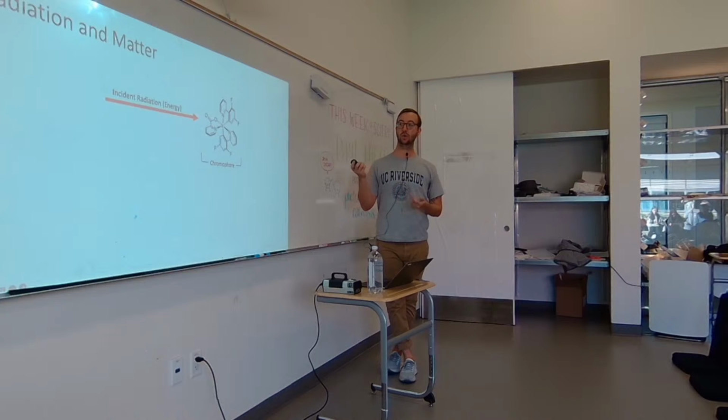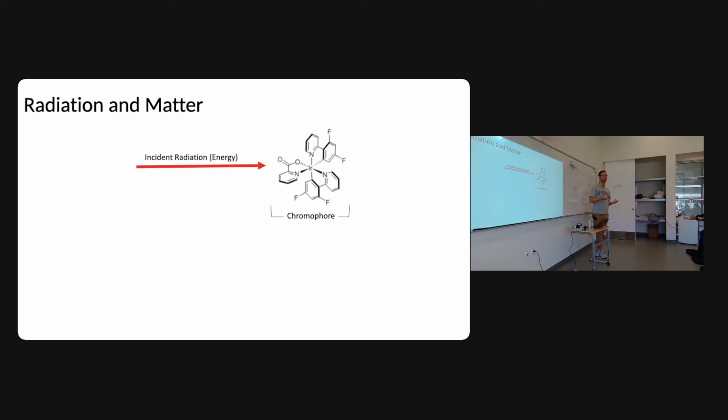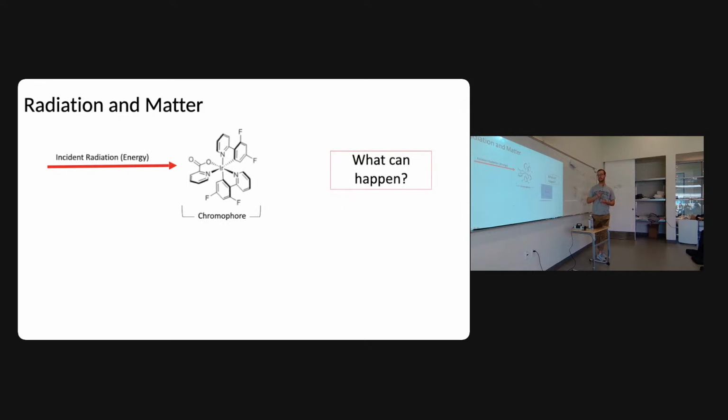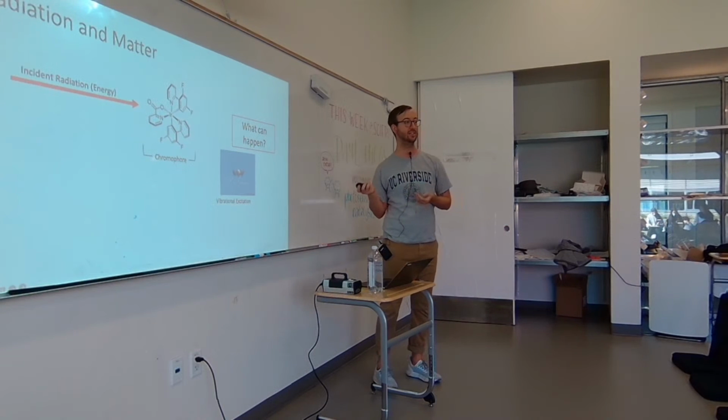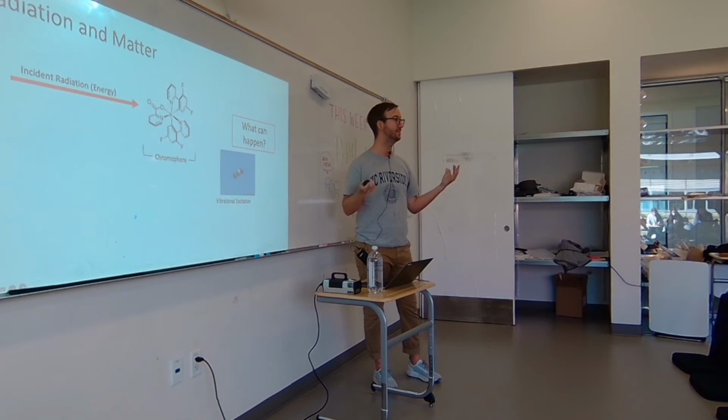Here I've shown a chromophore, which is fancy speak for some molecule that can absorb light, right? Here we have incident radiation, and when you hear radiation, you should also think there's some energy associated with that. So what can happen if you expose molecules to radiation? Well, one example that I like is if you expose carbon dioxide to infrared radiation, you can induce a vibrational excitation, literally changing how things are moving. This has major consequences for us, right? This is a reason why carbon dioxide is a contributor to greenhouse effects.